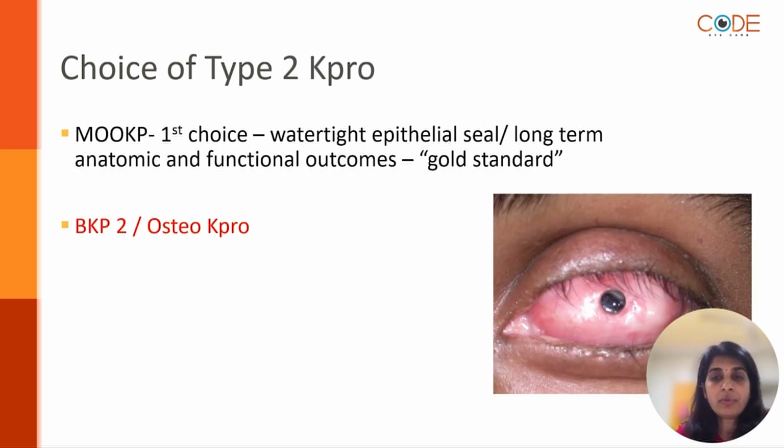Of all the type 2 K-pros that are currently available, the first choice continues to be the modified osteo-odonto-keratoprosthesis, which is considered the gold standard against which the outcomes of the other K-pros are compared, followed by the Boston type 2 and the osteokeratoprosthesis.